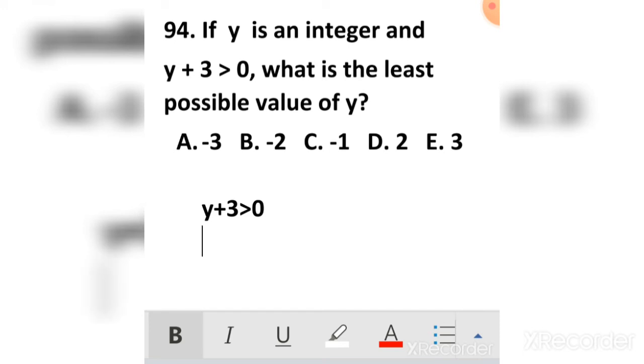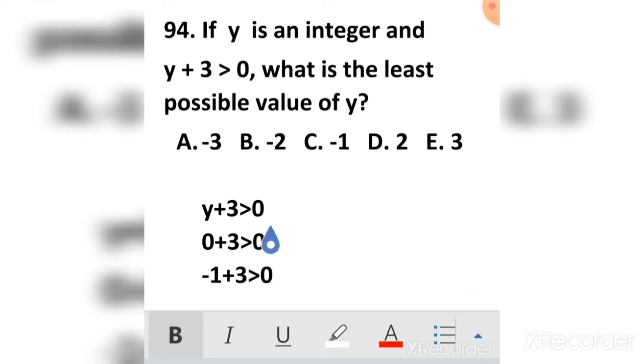So if y is 0, then 0 plus 3 is still greater than 0. Then if y is negative 1, that's less than 0. So negative 1 plus 3 is 2. So 2 is still greater than 0.